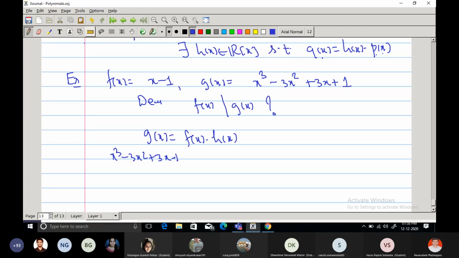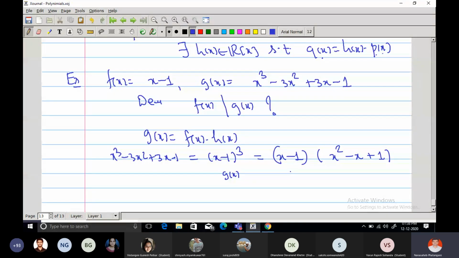So therefore it is x minus 1 cube. And is it the same as x minus 1 into some other factor? What is that other factor? x square minus x plus 1. Is it correct? Right? This is gx, this is fx, and this is hx. So gx is equal to fx into hx for some other polynomial. So this is another factor, this is one factor, and fx.